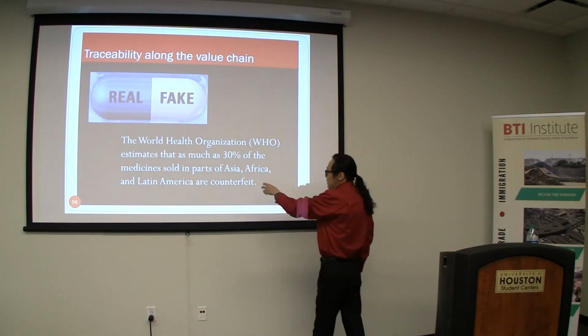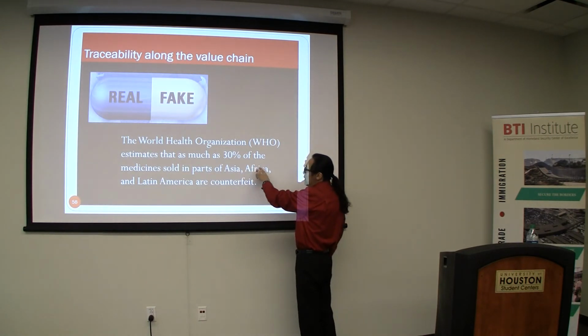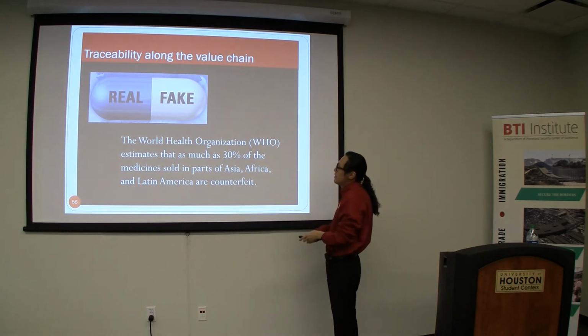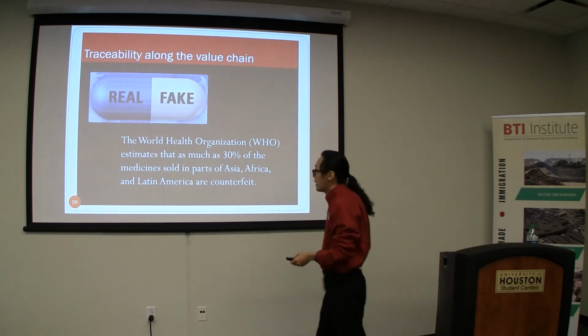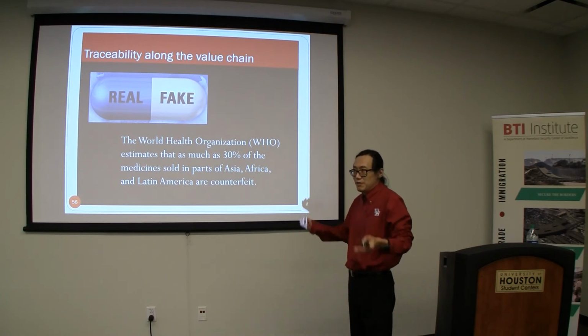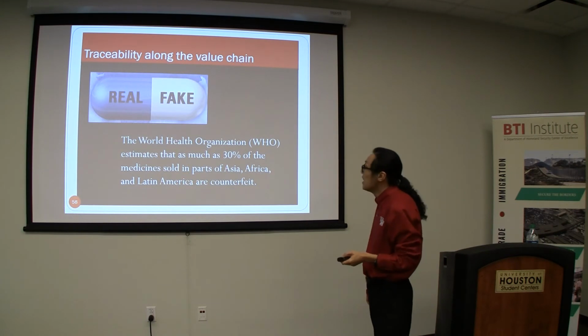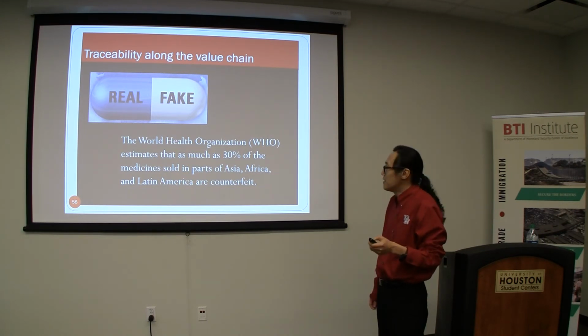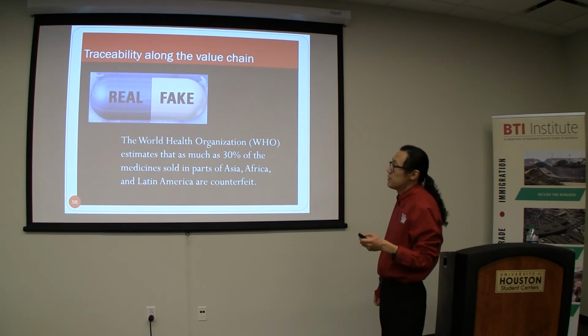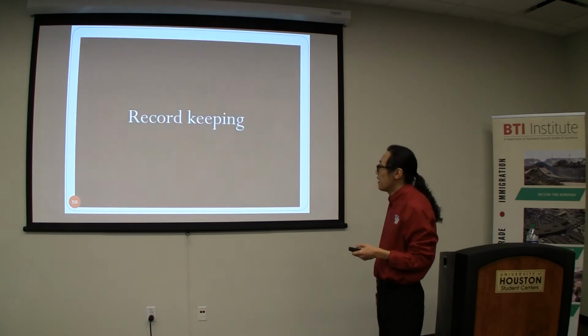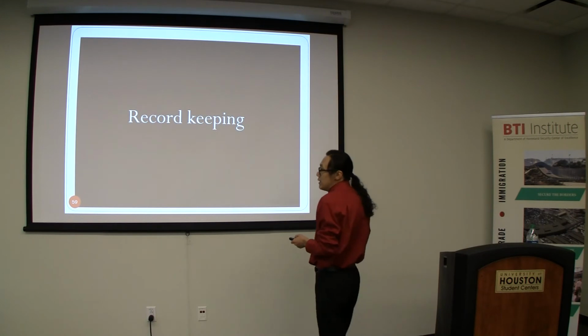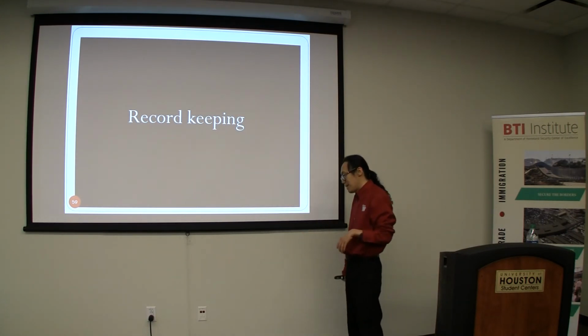There's some data, based on the World Health Organization, that 30% of the medicine sold in some parts of the world is counterfeit. That's quite a significant number. Similar to the diamond case, because it's medicine, people die taking fake or counterfeit medicine. The number is about 1 million people in the world. So there is a real reason to use blockchain for traceability. That's for using blockchain as a public registry.